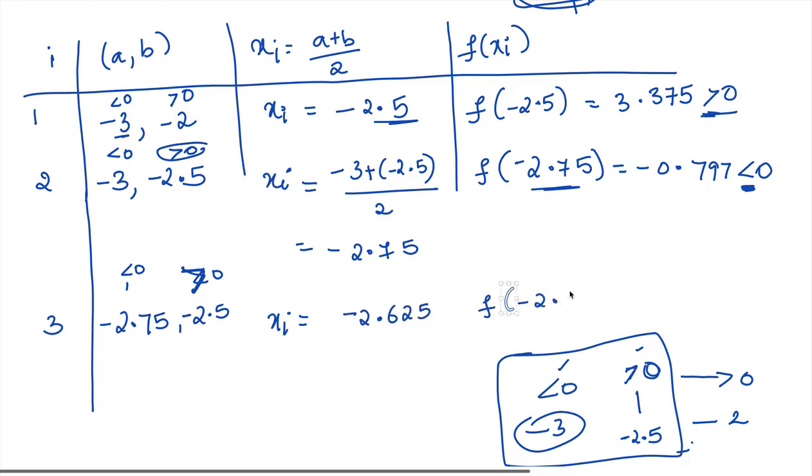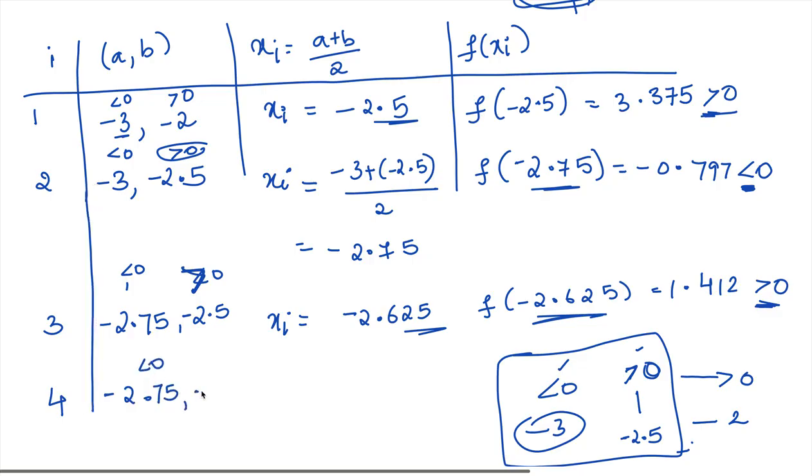Now f of minus 2.625 is 1.412. So this is greater than 0. Now tell me what we have to include from these two. The middle value will for sure be included in the next interval. But since this is giving us greater than 0, from the previous interval we will take something which was giving us less than 0. So the next interval would be minus 2.75, which was giving us less than 0, and minus 2.625, which is giving us greater than 0. So the next root would be between these two numbers.